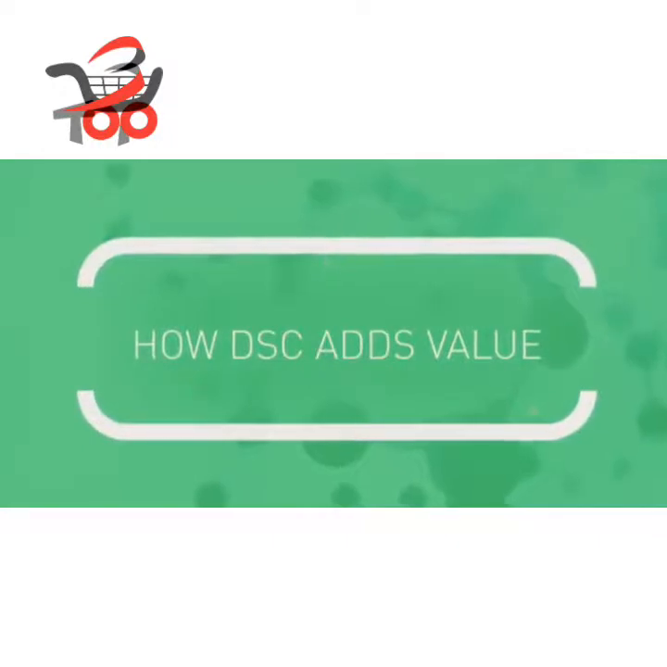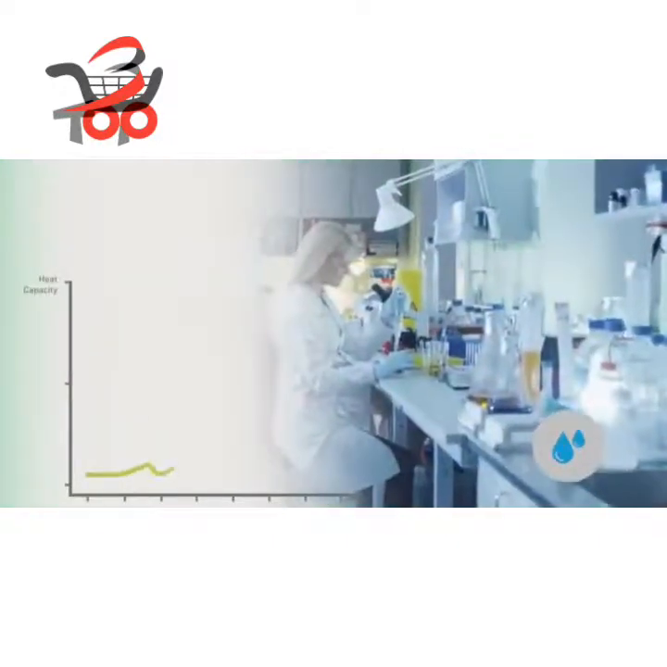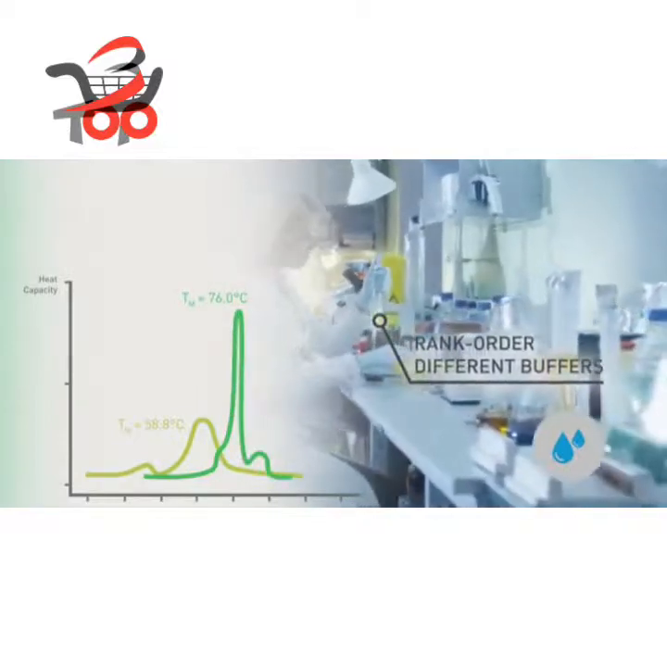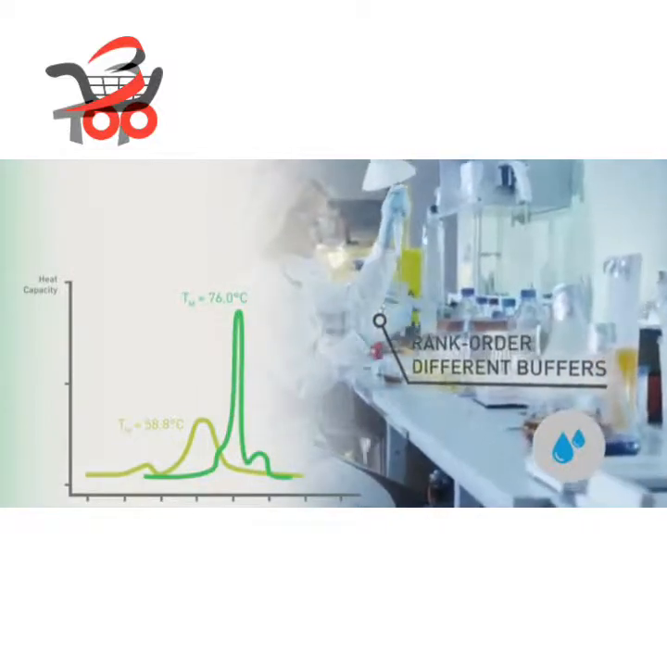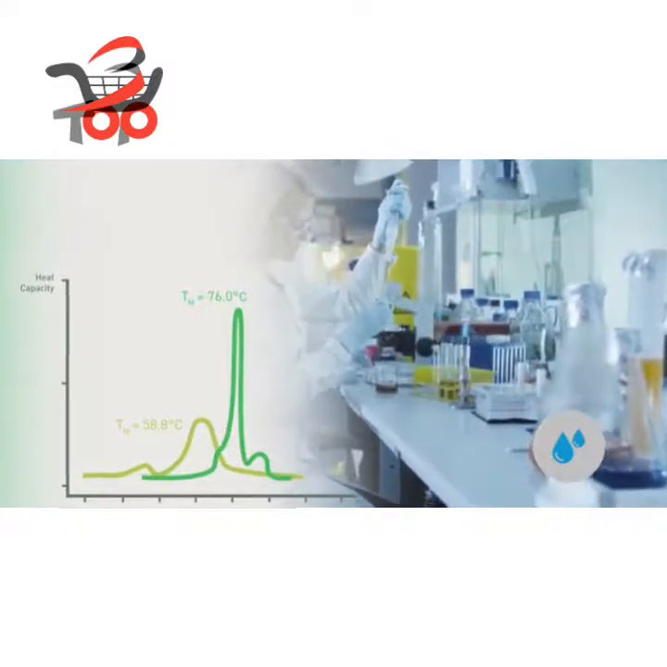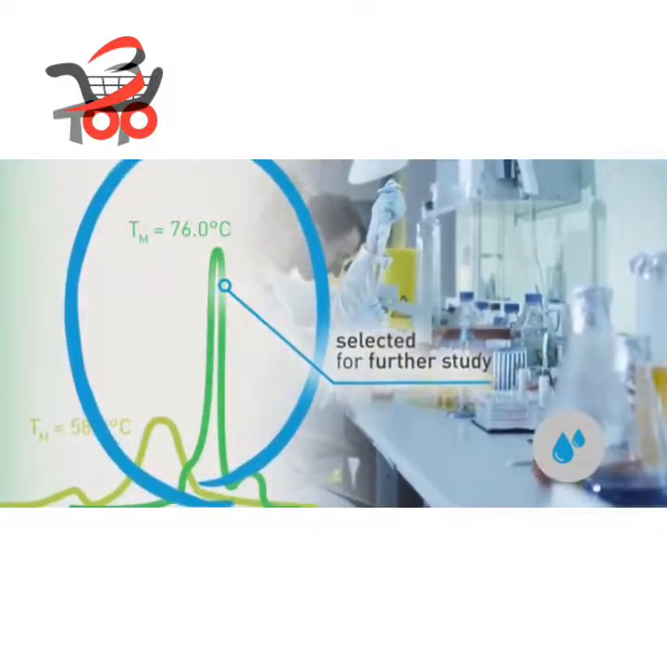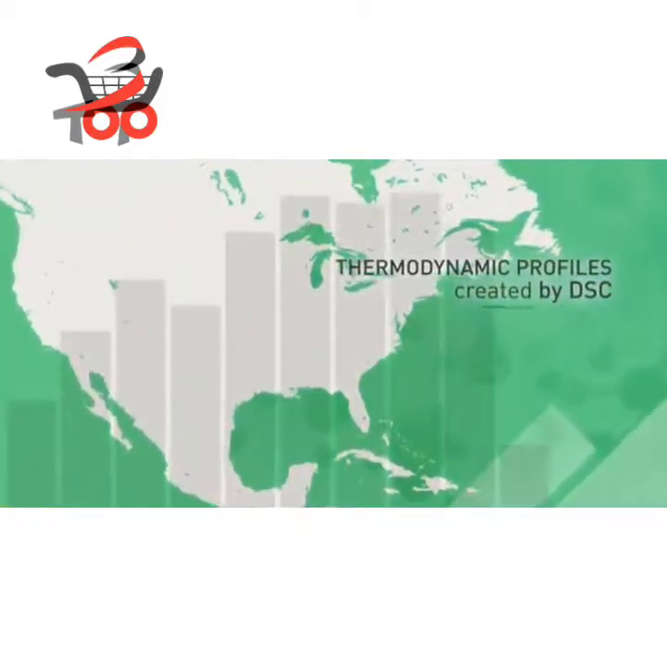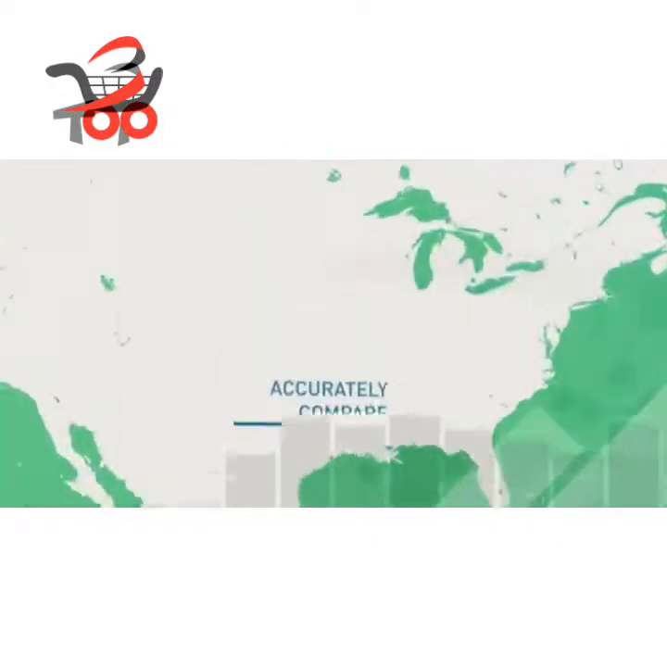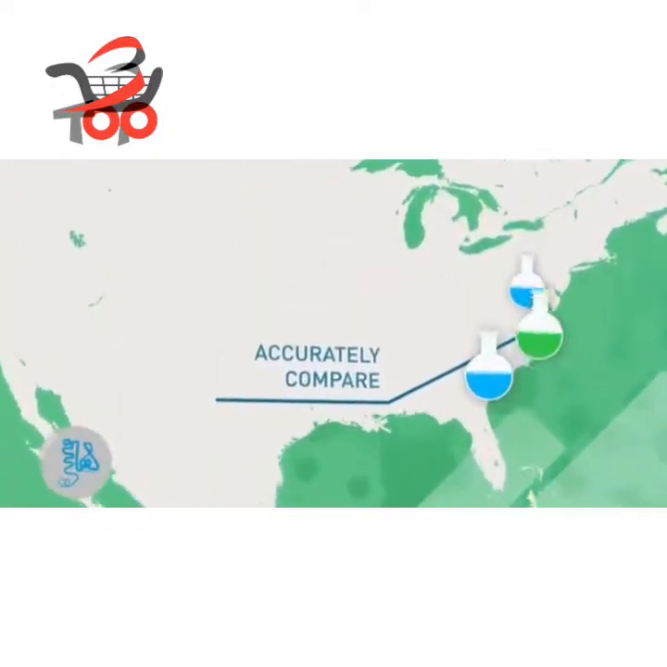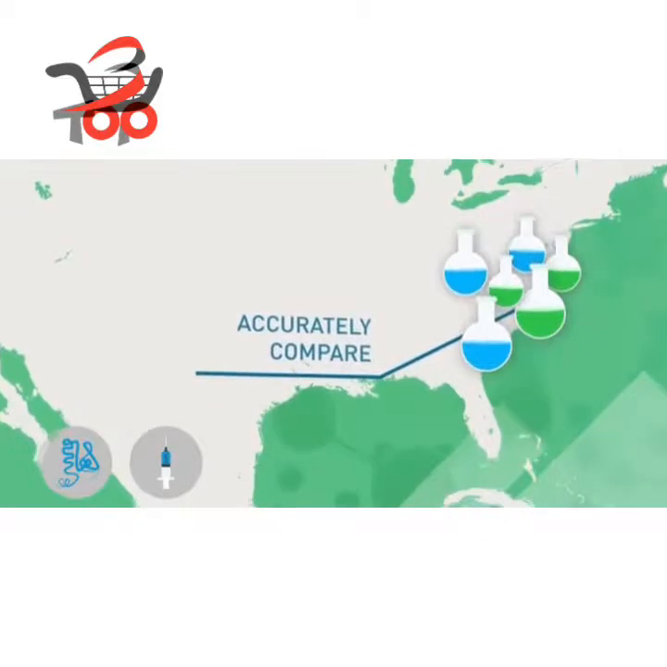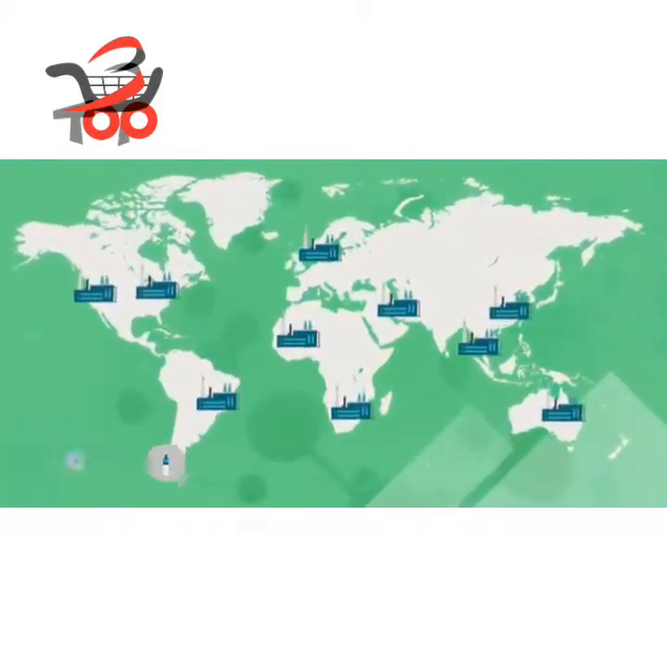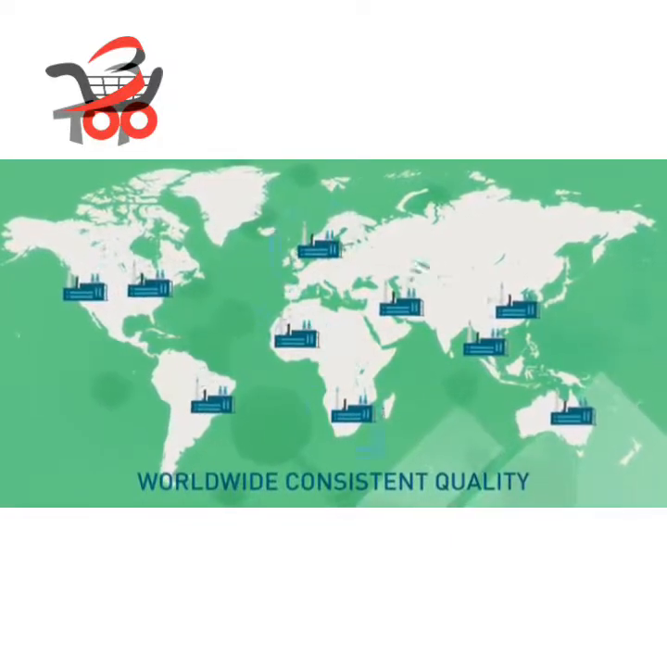How DSC adds value. You can use DSC to quickly and accurately rank order the TMs of the same protein in different formulation buffers. The formulations with the highest TMs can be selected for further study. By using the thermodynamic profiles created by DSC, you can quickly and accurately compare engineered proteins and biopharmaceutical products from different batches and different manufacturing sites, ensuring consistent quality throughout the production chain.